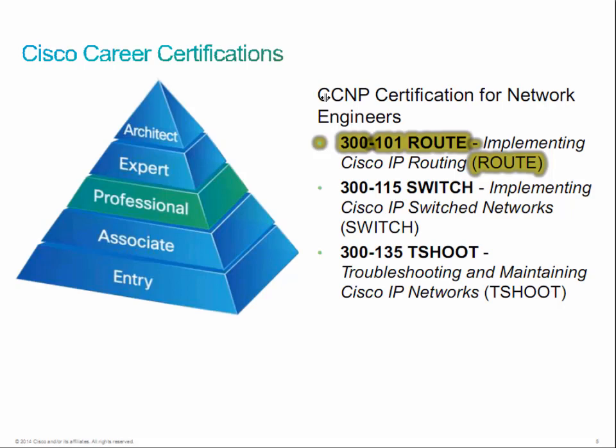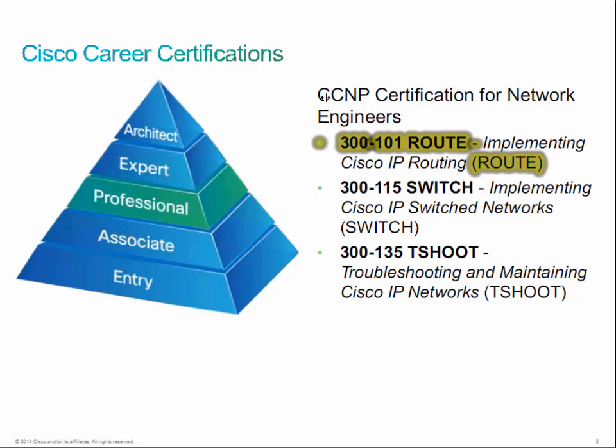As part of this course, obviously this is a professional level certification, specifically 300-101, which is the Implementing Cisco IP Routing exam. The course is part of a 3-course series, which is TSHOOT, SWITCH, and ROUTE. 300-135, troubleshooting, is mostly a hands-on type of exam. It consists of about 13 or 14 different troubleshooting tickets, encompassing both switching and routing in both IPv4 and IPv6.